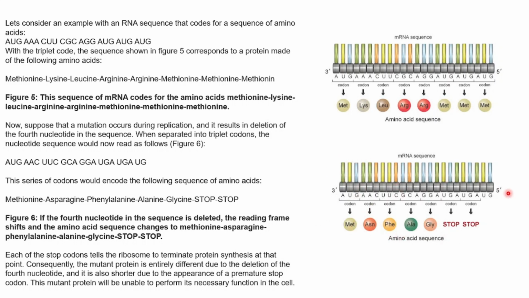Each stop codon tells the ribosome to terminate protein synthesis at that exact point. So consequently, the mutant protein is entirely different due to the deletion of this fourth nucleotide. It is also shorter due to the appearance of a premature stop codon. So this mutant protein will obviously be unable to perform the function of the wild type protein.